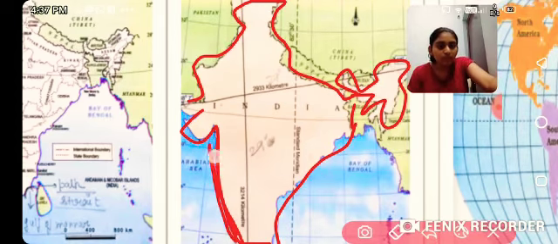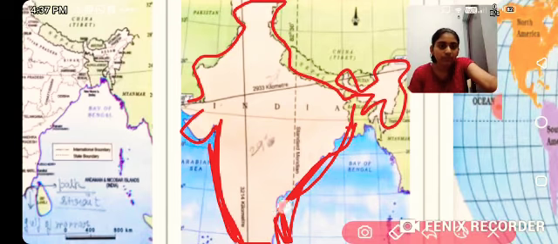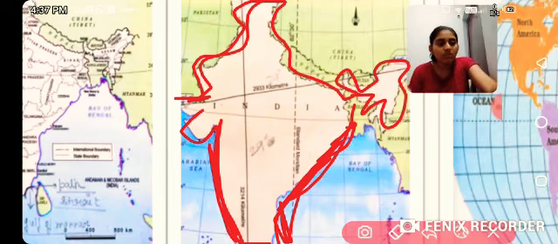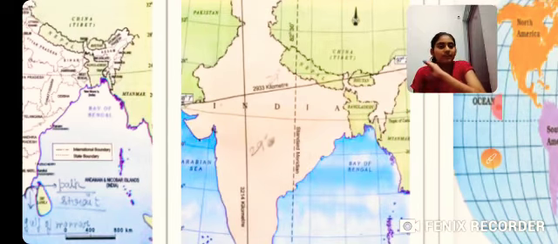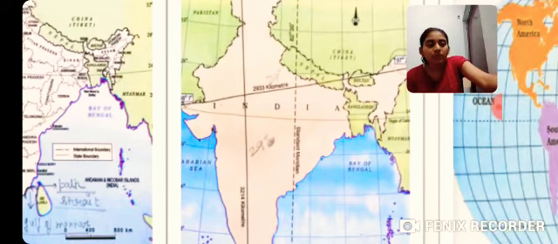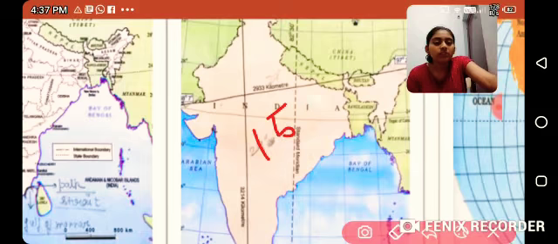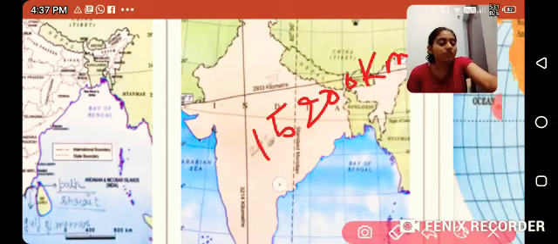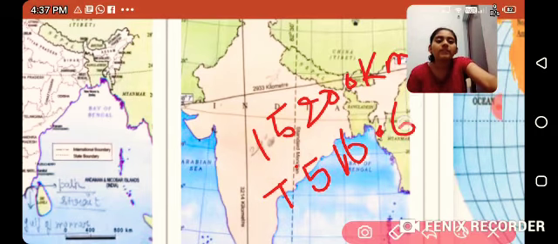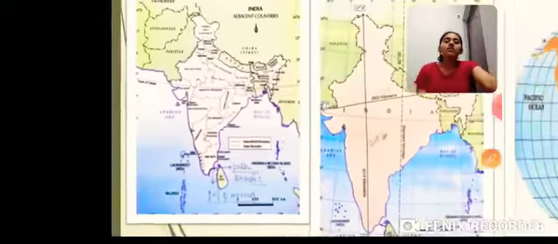So this portion is its coastline portion. This is the portion where India is sharing its boundary with the land. So the land boundary of India is 15,200 kilometers, and the coastline boundary including the Andaman and Nicobar Islands is 7,516.6 kilometers. Fine. Now let's move on ahead.